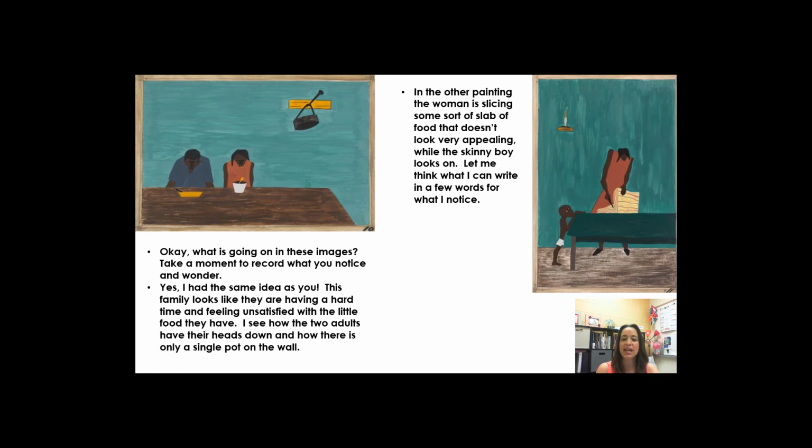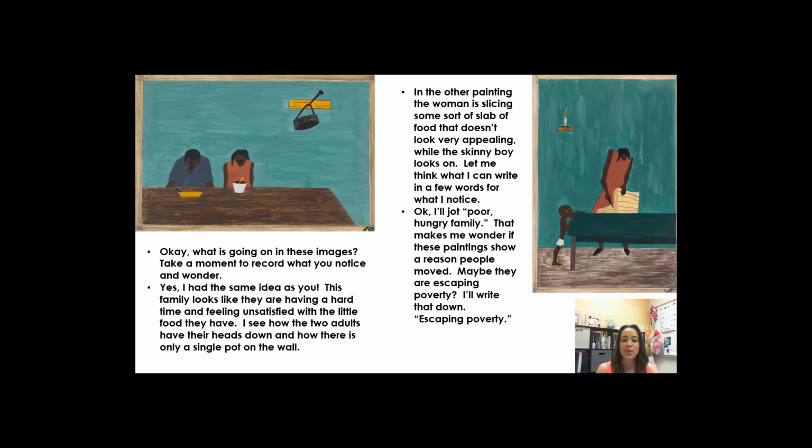Let me think what I can write in a few words for what I notice. Okay, I'll jot poor hungry family. That makes me wonder if these paintings show a reason people moved. Maybe they're escaping poverty. I'll write that down, escaping poverty.